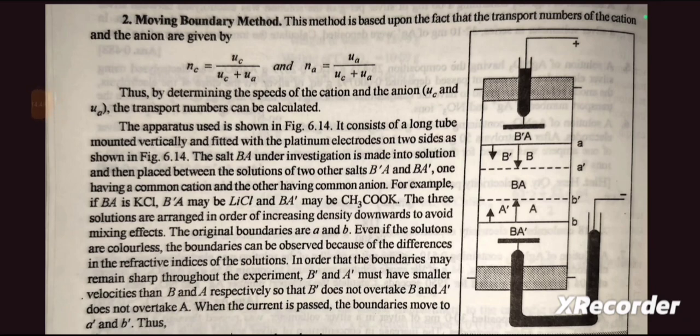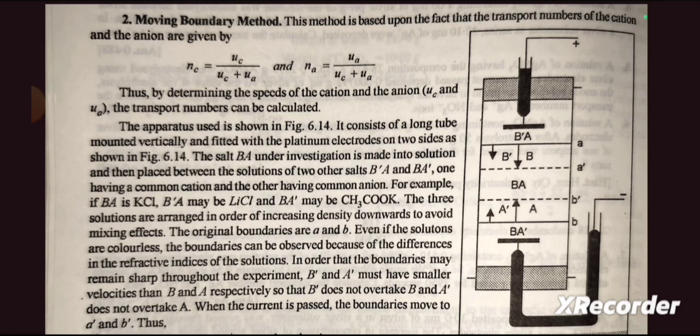Second, the moving boundary method. This method is based upon the fact that the transport numbers of the cation and the anion are given by Nc is equal to Uc divided by Uc plus Ua and Na is equal to Ua divided by Uc plus Ua. Thus, by determining the speeds of the cation and anion, the transport number can be calculated. The apparatus used is shown in figure 6.14.